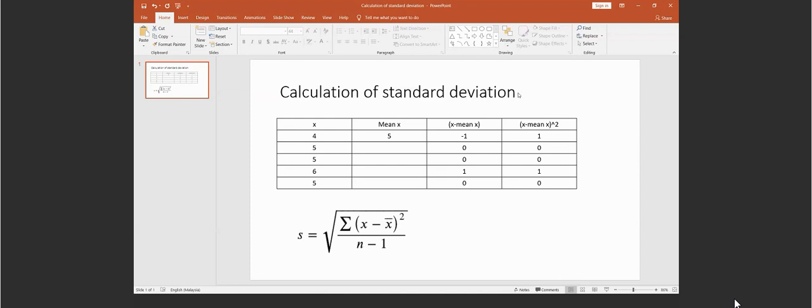Okay. Those yang tak show table, dia terus guna formula ni. So mungkin dia punya markah dia kurang. First sekali kita kena ada data kita. So data kita, key in our data, that means X is our data. So data is 4, 5, 5, 6 and 5. So after that we get the mean.